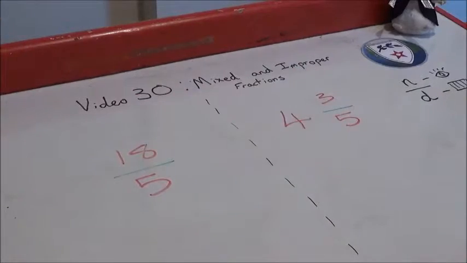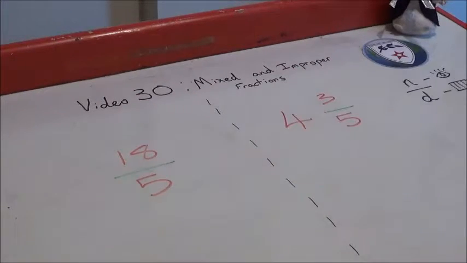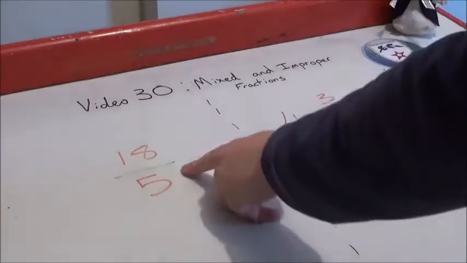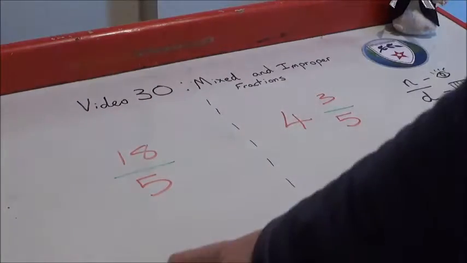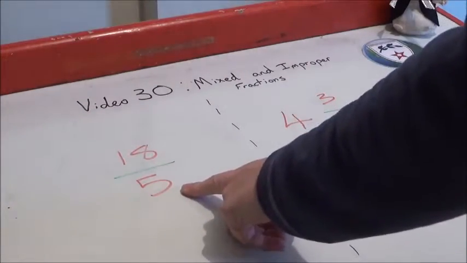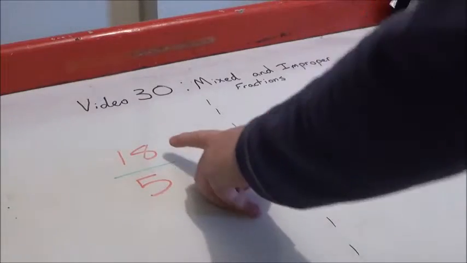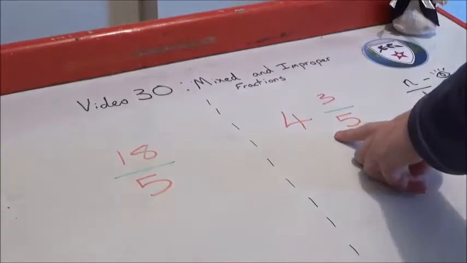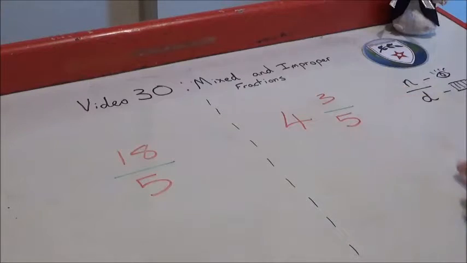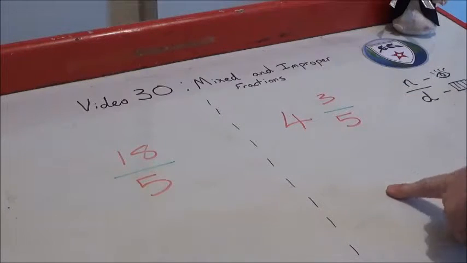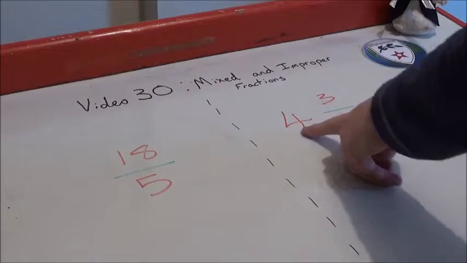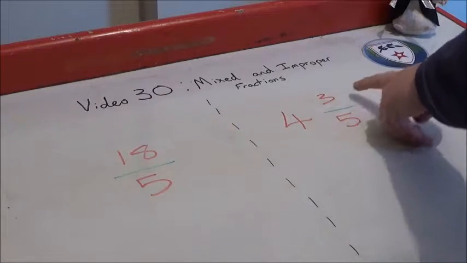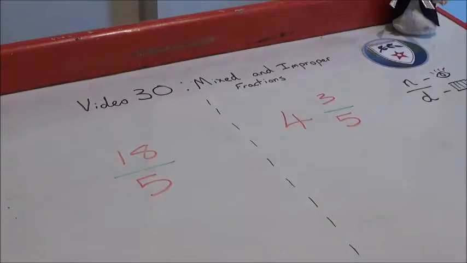Right, it's time for you to have a go. We have an improper fraction and a mixed fraction. So an improper fraction, 18 fifths, we need to convert it to a mixed fraction, either by drawing it or by using our division method. And over here, we need to convert our mixed fraction into an improper fraction, again, either drawing it out or by using our multiplication method and then adding on our numerator.